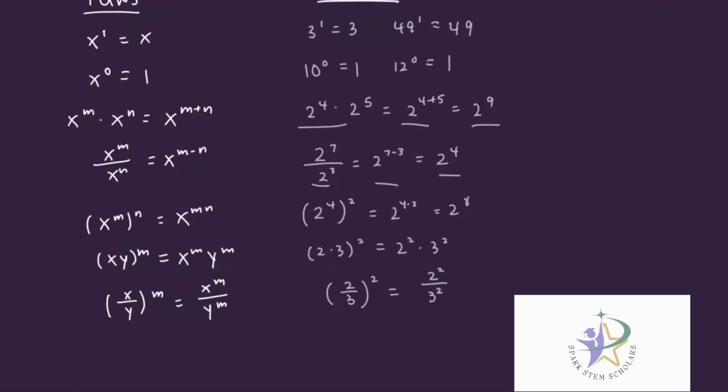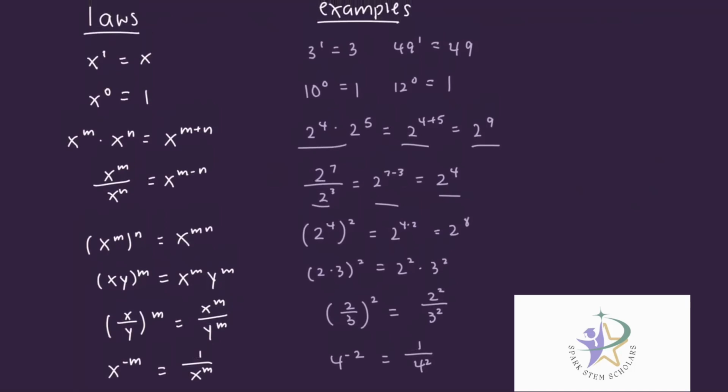Our last rule will be x to the negative m, where we have a negative exponent. It means that it's a fraction, so it'd be 1 over x to the m. So if you have 4 to the negative 2, then this will basically be 1 over 4 to the 2. These are the rules that you need to memorize by heart, and once you memorize them, it will make things a lot easier.